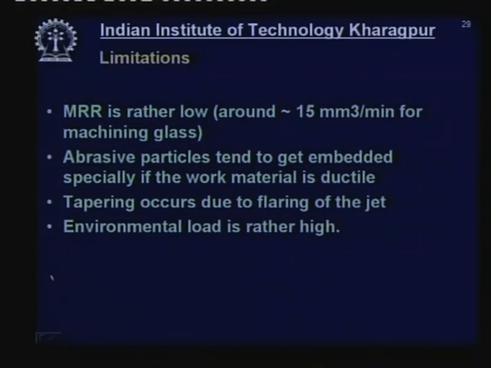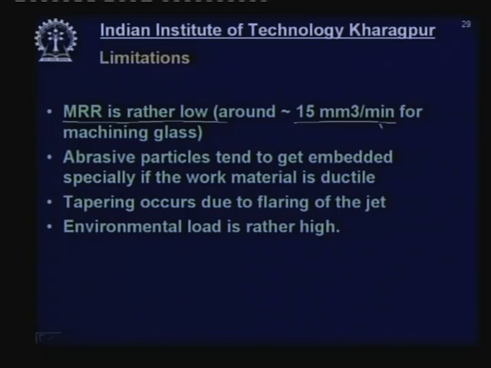However, any process would have its advantages and some limitations. So, let us look into the limitations of abrasive jet machining process. Material removal rate in abrasive jet machining is rather low. In conventional machining or other non-traditional machining processes, material removal rate can be very high, but here it is around 15 cubic millimeter per minute, which is not much. There is another problem. Abrasive particles quite often get embedded in your workpiece. That is contamination of the workpiece, so in certain applications you cannot use them.